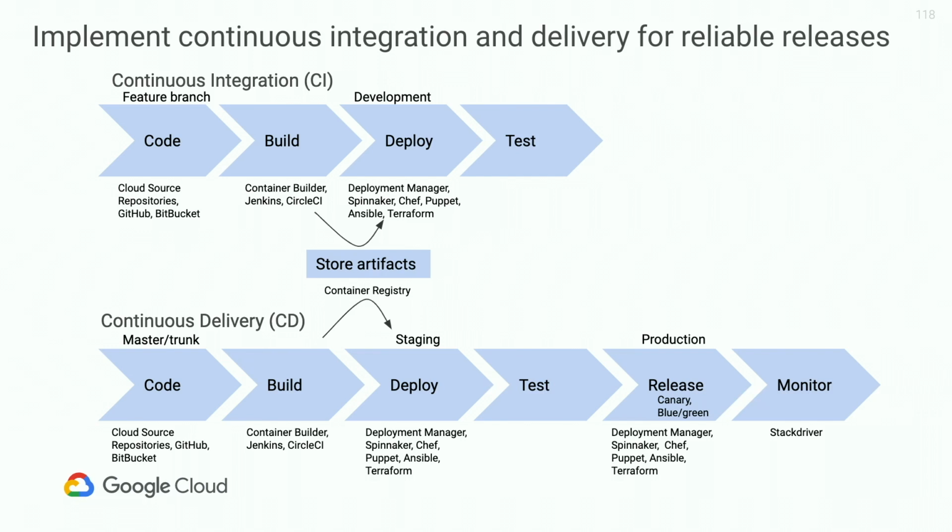So now we have code committed to a feature branch, and we have a build engine that has already built the image for us and stored it in a container registry as an artifact. The next step I want to do is deploy to the development environment. How to do that? By deploying to the environment, you can use Spinnaker or Cloud Build.